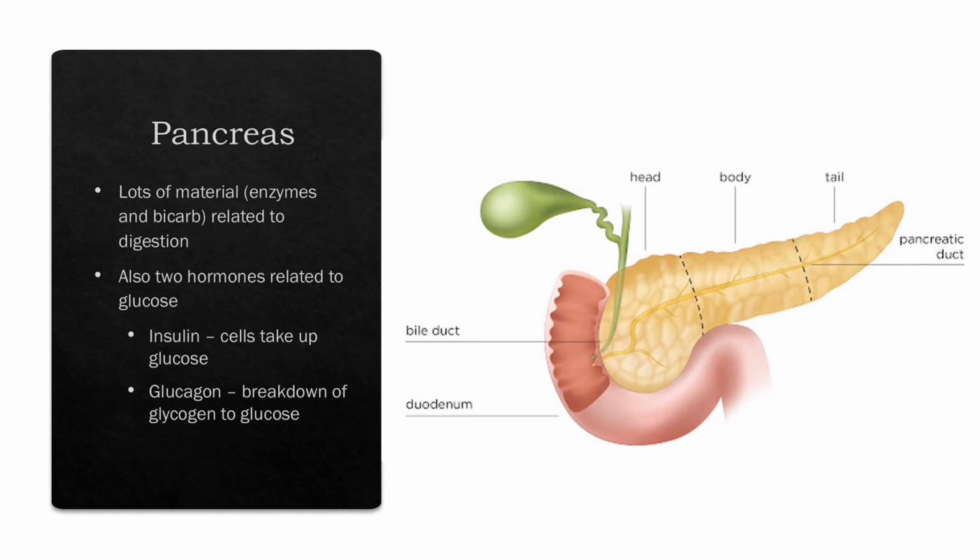And the other thing that it's really important for is it's releasing hormones in the body related to the taking up of glucose, which is insulin, and the breakdown of glycogen into glucose, that is glucagon. Okay, so again, this is a reminder. We've actually already covered this, but I wanted to point out it's a really critical component of the digestive system.